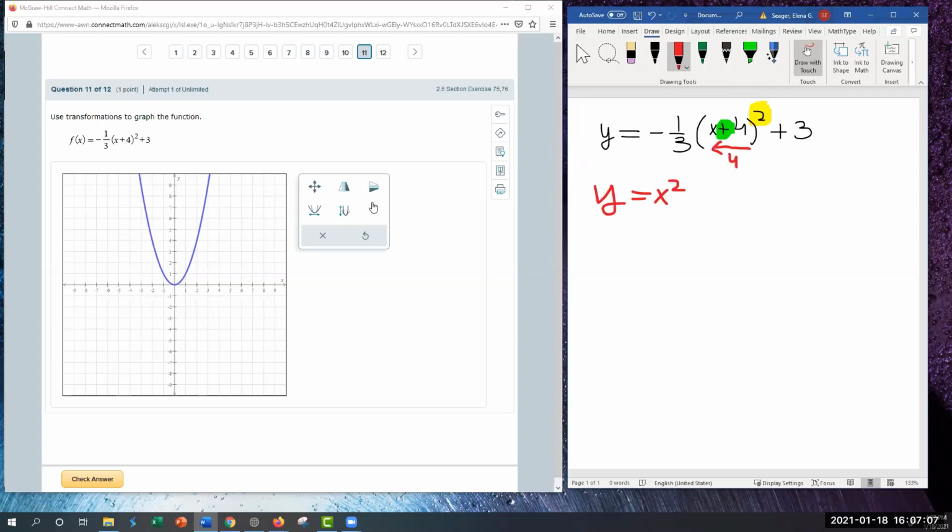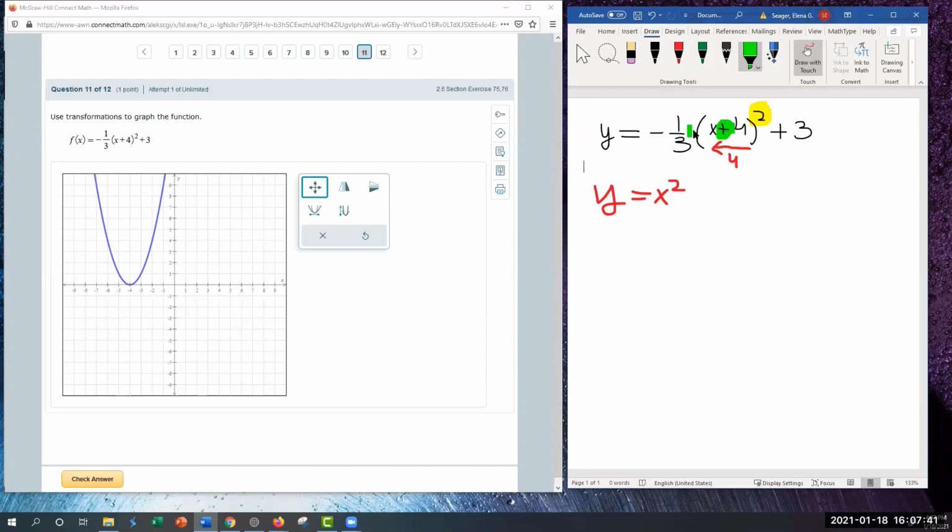Now I'm going to use these options. This option means moving the graph. Okay, click and move 4 units to the left. So now the vertex is at (-4, 0). Now the next operation is squaring what we already have, the parabola.